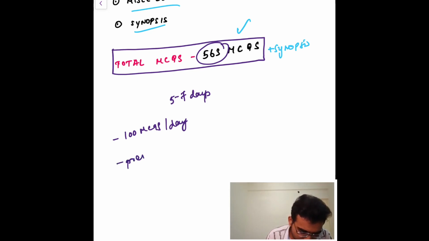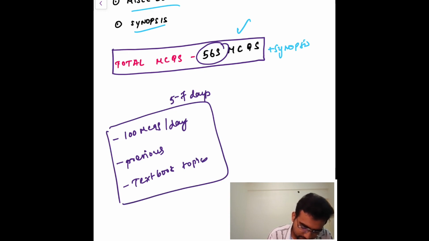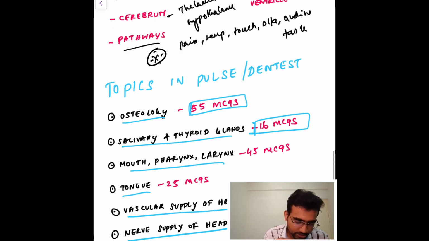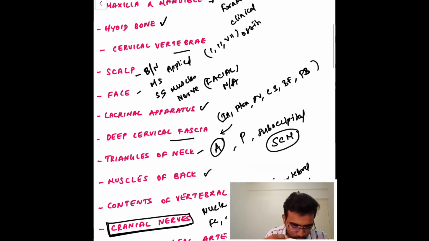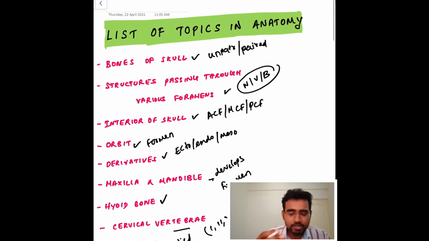And your previous year MCQs plus the textbook notes, the textbook topics which I have mentioned previously. So this is the basic split-up of the topics which you should read in anatomy. And I have an image of it. If you want, just DM my Instagram page and I will send you the image of all the topics.